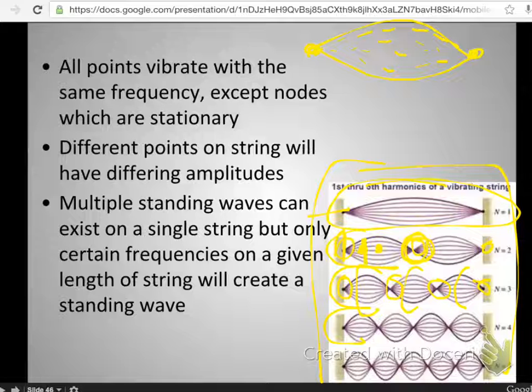So how many musicians do I have in here? 1, 2, 3, 4. 4? Okay, we've got some singers.